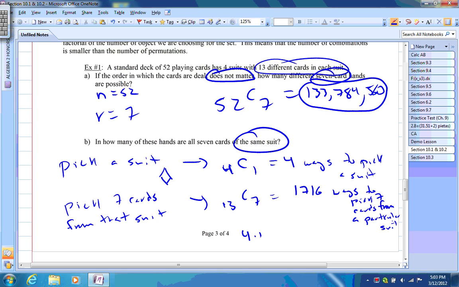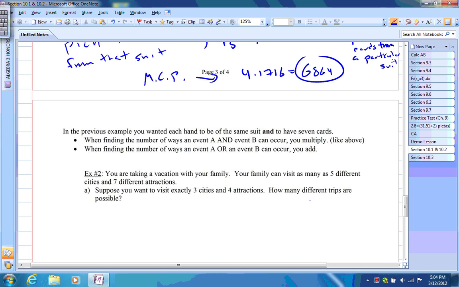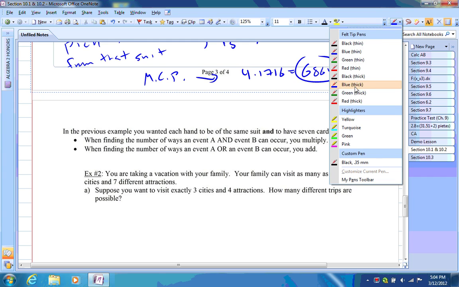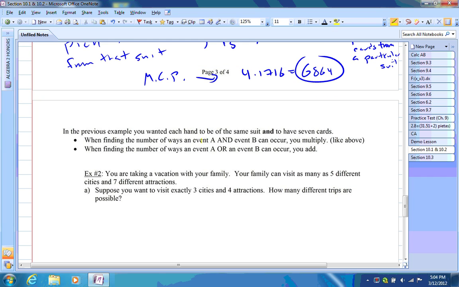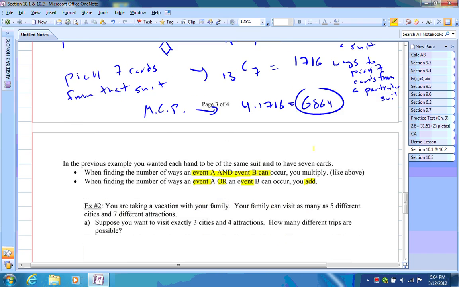And in this case, we still have to multiply these two. That's just using the multiplication counting principle, because you have 4 ways to pick a suit, and then 1716 ways to pick 7 cards out of 13. So if I multiply that out, I should get 6864. A little more complicated, but that's how that one works. And so you can see what I did here. I want to find ways that event A and B can both occur. That's why I multiplied. But if I just want event A or event B, then I would add. So if I wanted a diamond or something else, let's say, I would add.